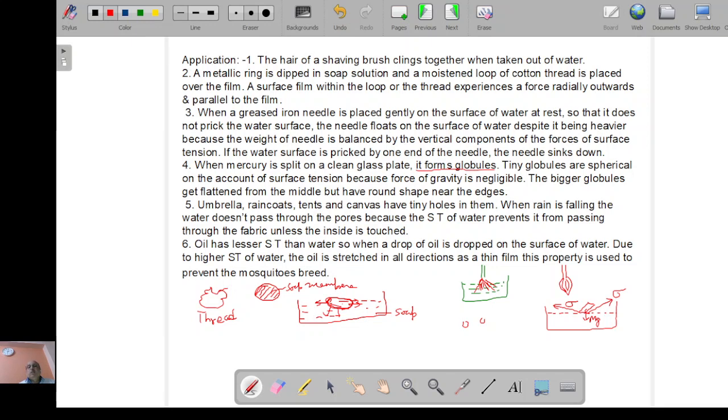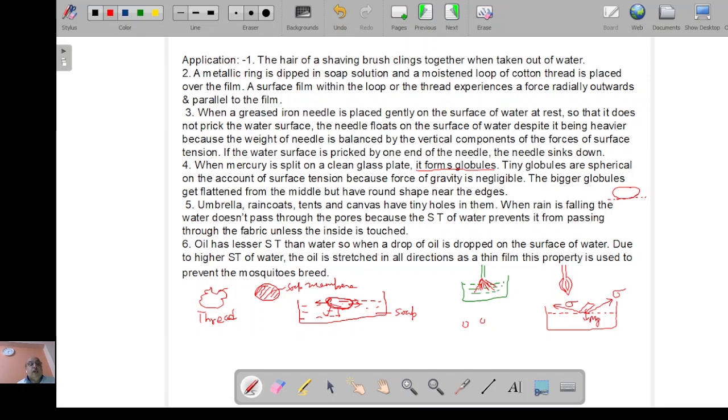If you take bigger globules of mercury, they will be an oval shape. They will be flattened on the surface. The round shape on the edge is because of the surface tension.